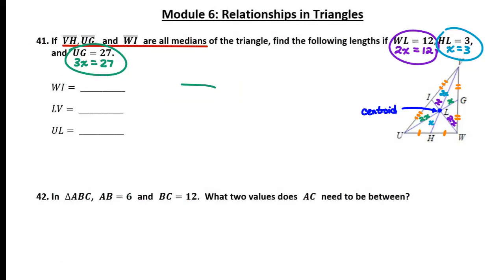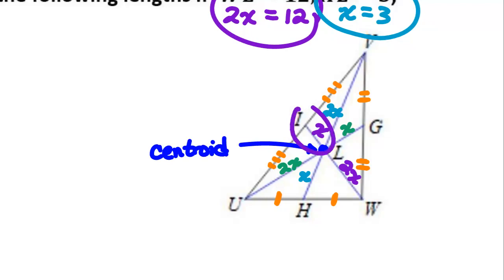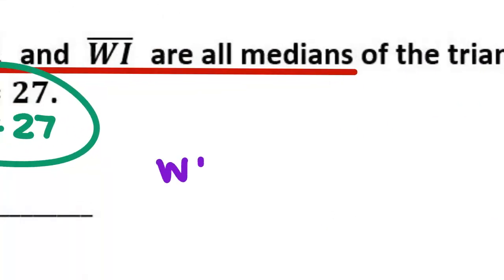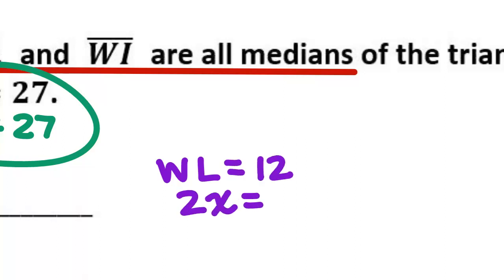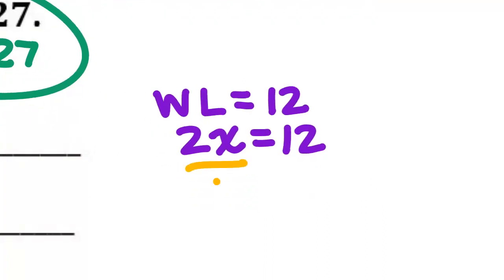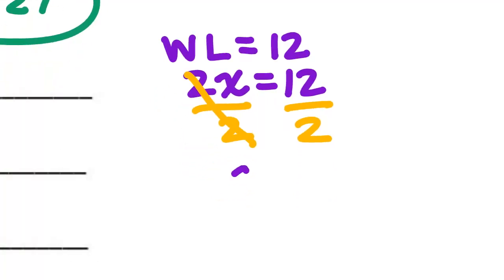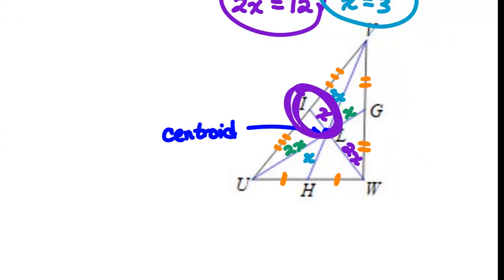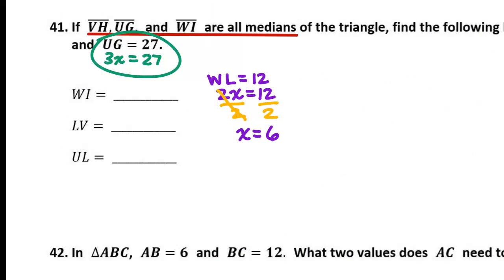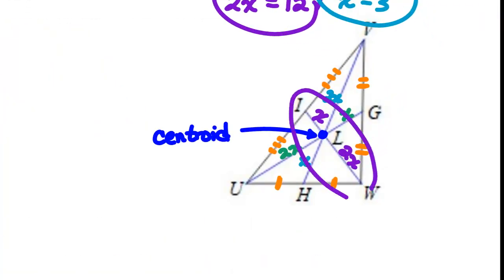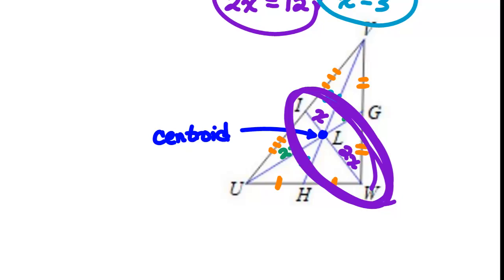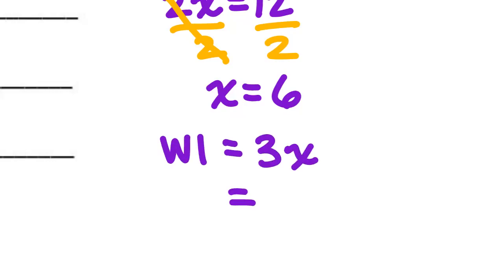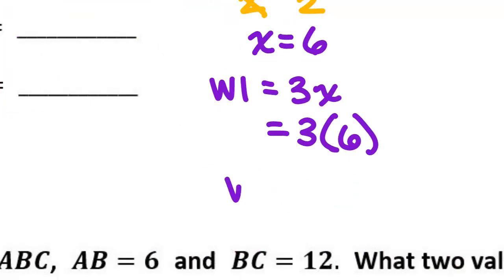Let's go through here and see which pieces they want me to find. They want me to find WI. That's right here. The other side of that would be WL. They told me that WL was 12. Since WL is 12, and that's a 2X, divide both sides by 2, and I get that X is 6. WI is that whole median right there, so I have to take the little piece, X, and multiply it by 3. WI is equal to 3X, so that would be 3 times 6. So WI is 18.